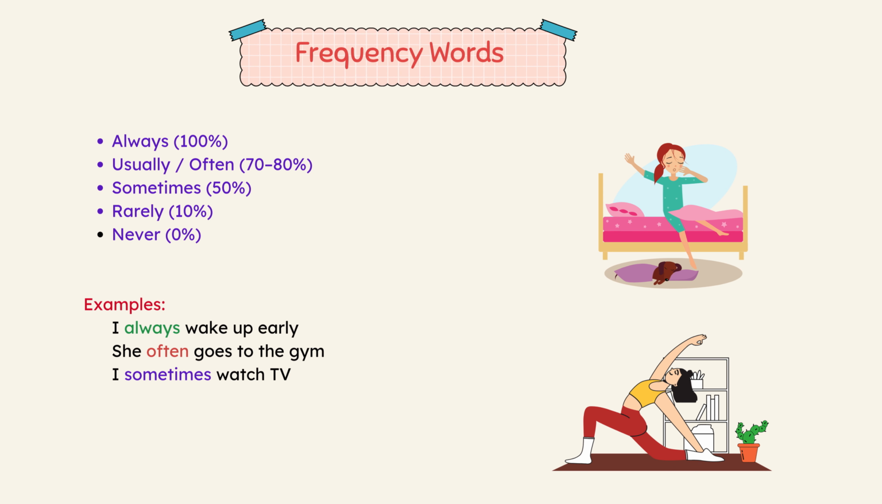Now let's talk about frequency words. These words tell us how often we do something. We use words like always, which means 100% of the time. Usually or often means around 70 to 80%. Sometimes means about 50%. Rarely means only a few times, around 10%. And never means 0% or not at all. For example, you can say, I always wake up early. She often goes to the gym.